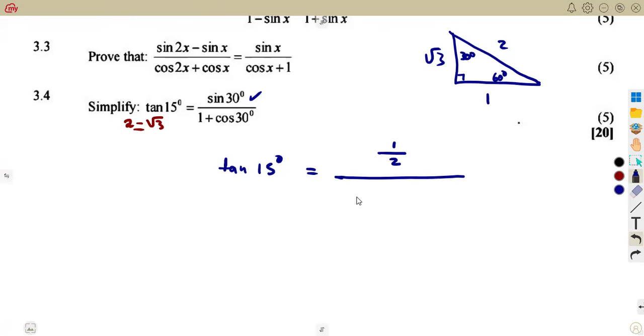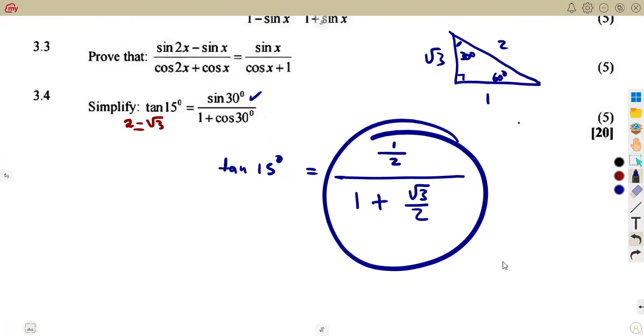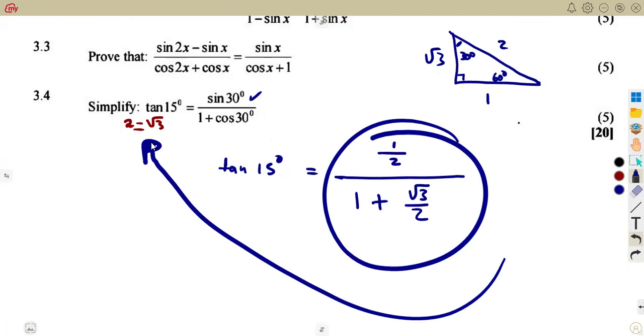All right. So this is 1 plus the cos of 30. So the cos of 30 is adjacent over hypotenuse. So that is the square root of 3 over 2. Or use your calculator, guys. So this is it. We want to simplify this so that it gives us what we saw on our calculator.